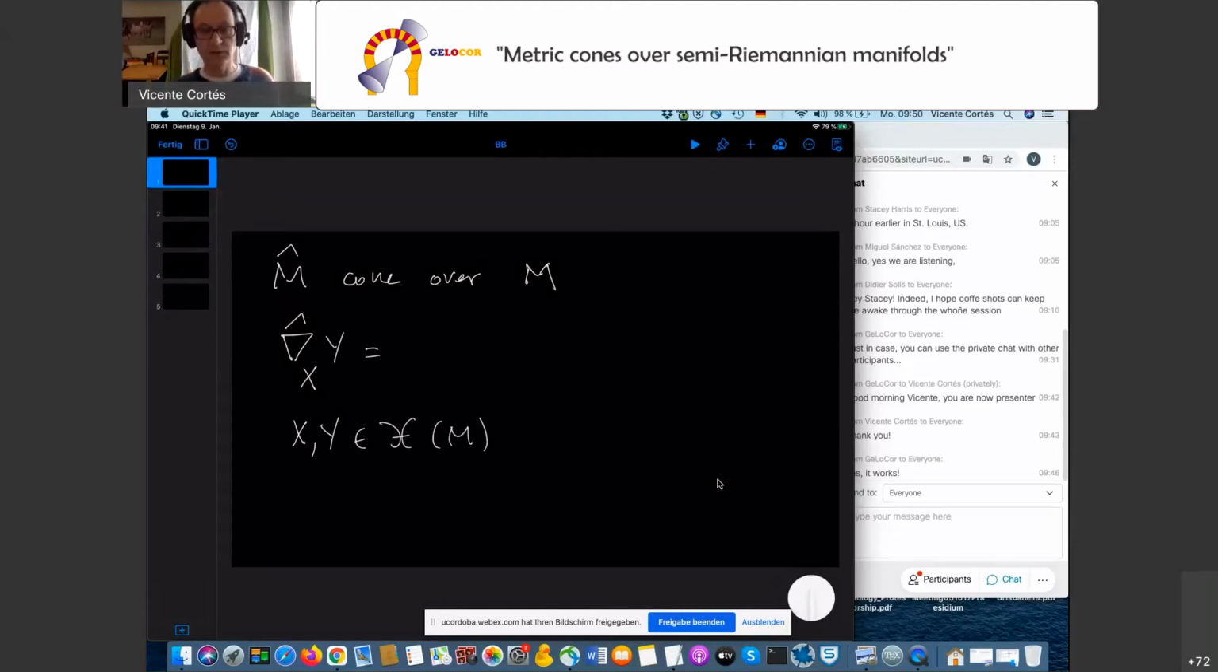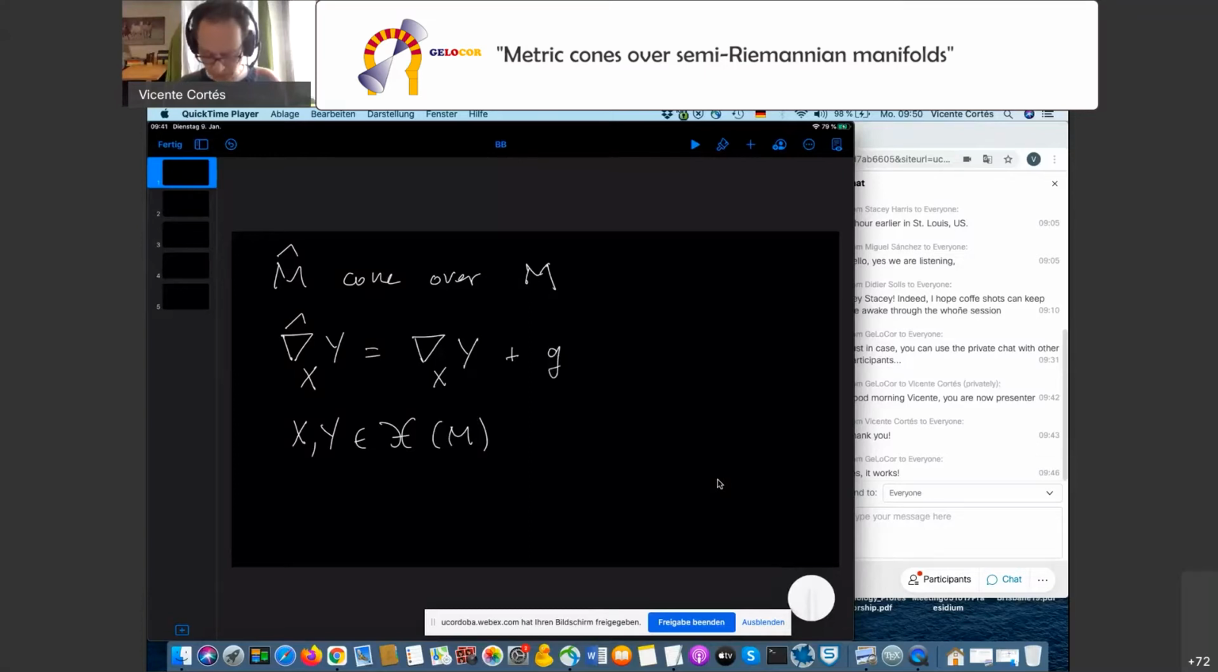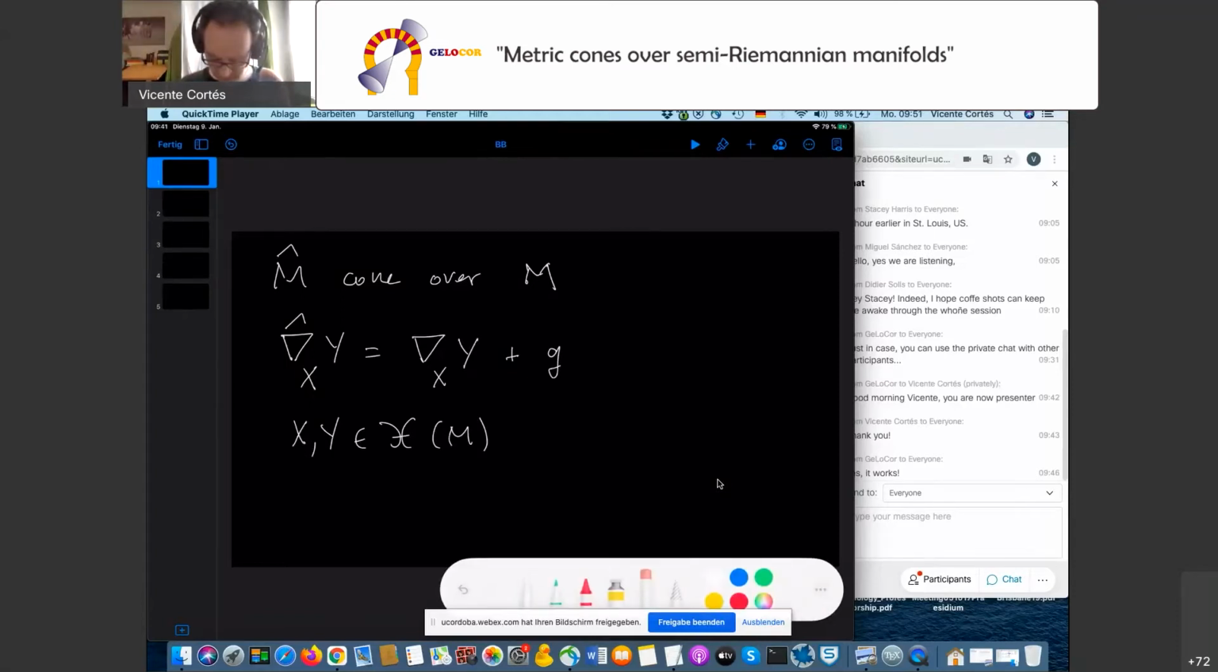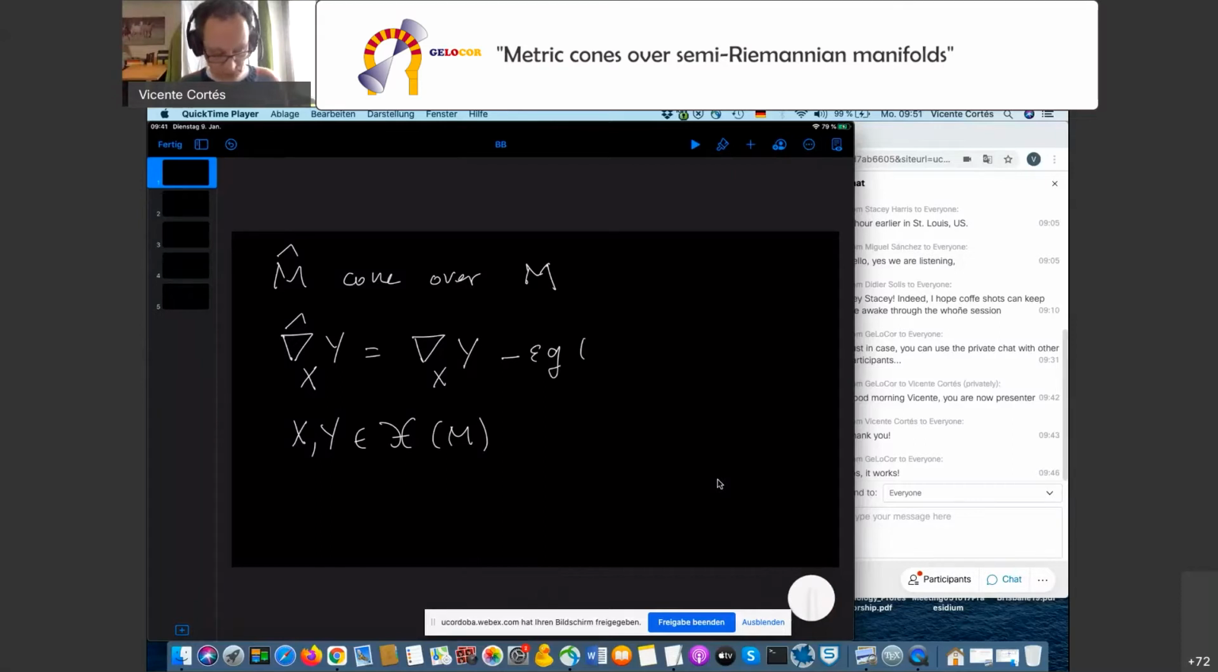So every vector field on M can be canonically considered as a vector field on the cone M hat. And for such type of vector fields, the covariant derivative of the cone is related to the covariant derivative in the base manifold by this type of formula. In fact, now it depends on what I chose here for epsilon, but it is not very essential here. So we have here minus epsilon g(X, Y) times psi. So you have such a simple formula.